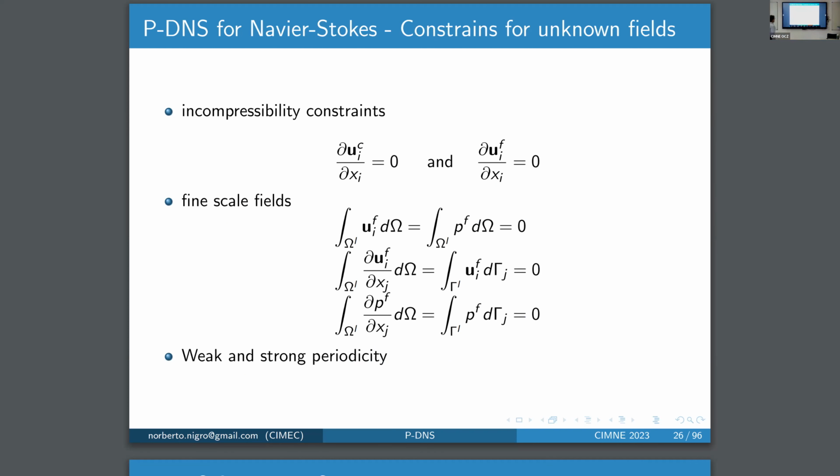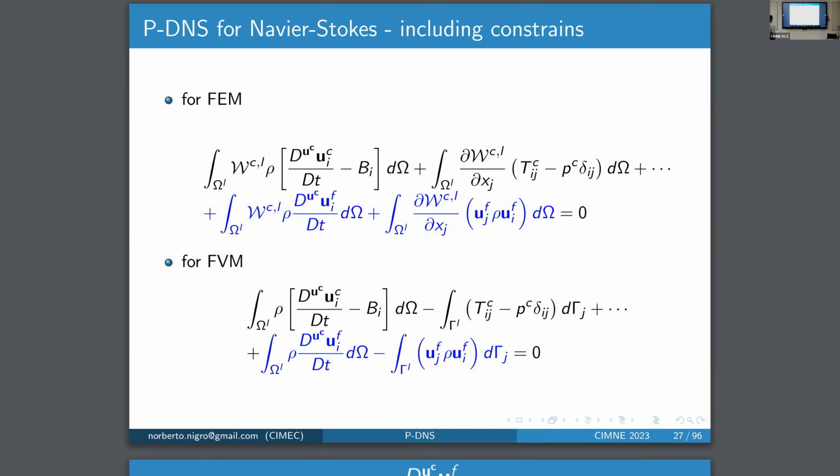So there is some constraint to impose the incompressibility that I said for the two problems, the coarse problem and the fine problem. And also for the fine scale fields, we have to impose these conditions that look like some sort of weak periodicity condition, and we move to strong periodicity condition because it's easier to implement. This condition is not assumed in the integral of the boundary, also not by node. So it's strong. In this sense, it's something different.